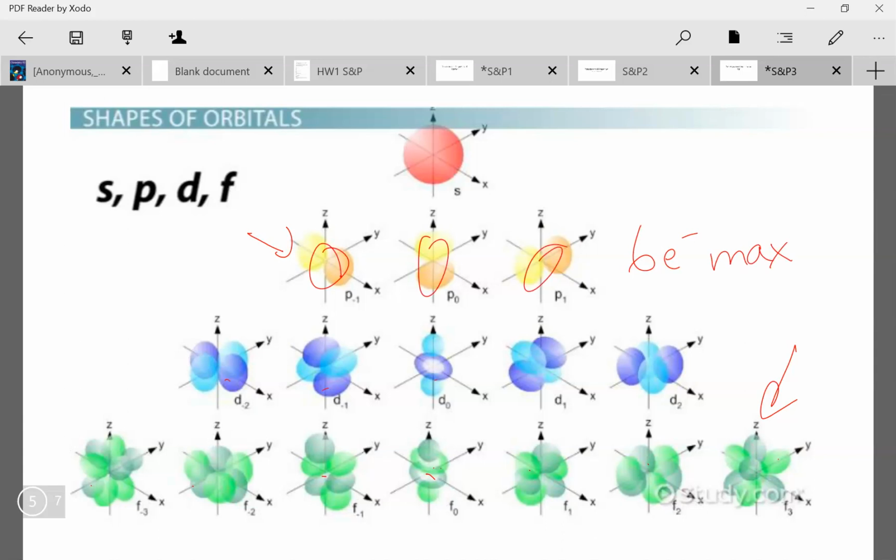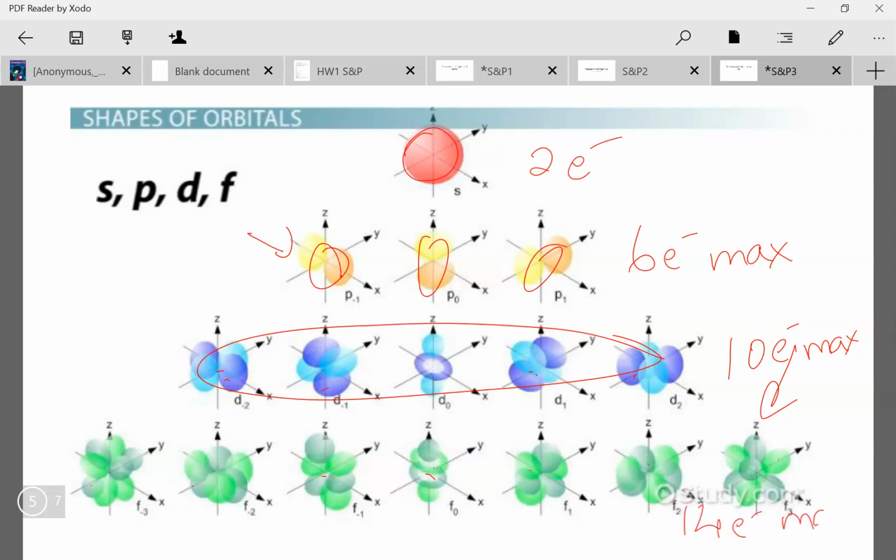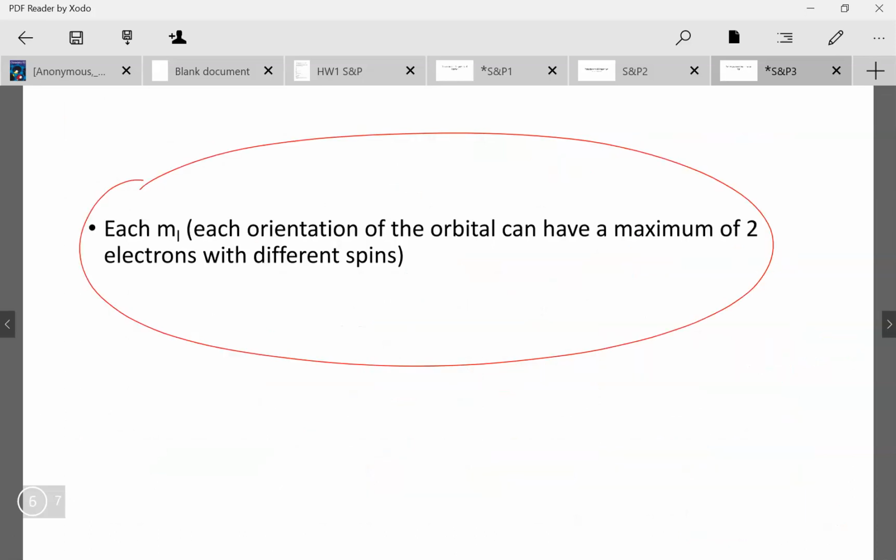The d orbital can hold a maximum of 10 electrons, because each of these suborbitals can hold 2, and there are 5 of them in the d, so 10 electrons max. The s orbital has only 1 suborbital, so it's a 2 electron max. The f orbital would be a 14 electron max, because each suborbital can hold 2 electrons, and there are 7 suborbitals in the f: -3, -2, -1, 0, 1, 2, 3. That's 7.